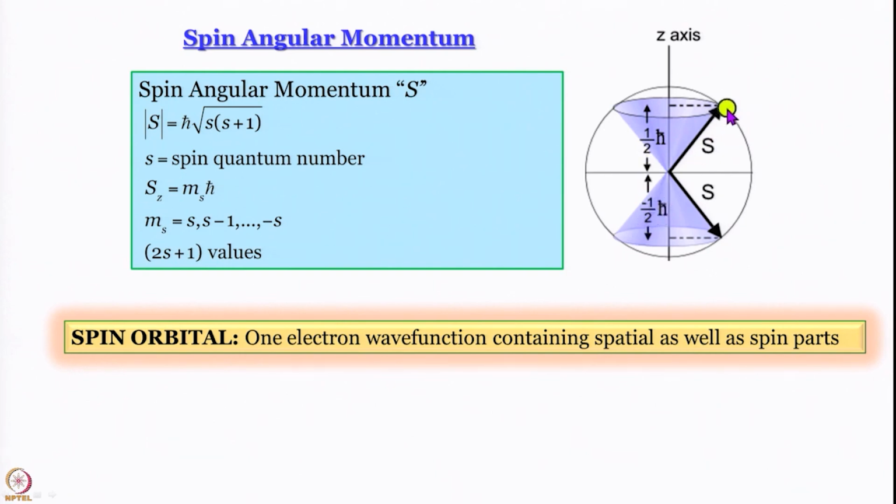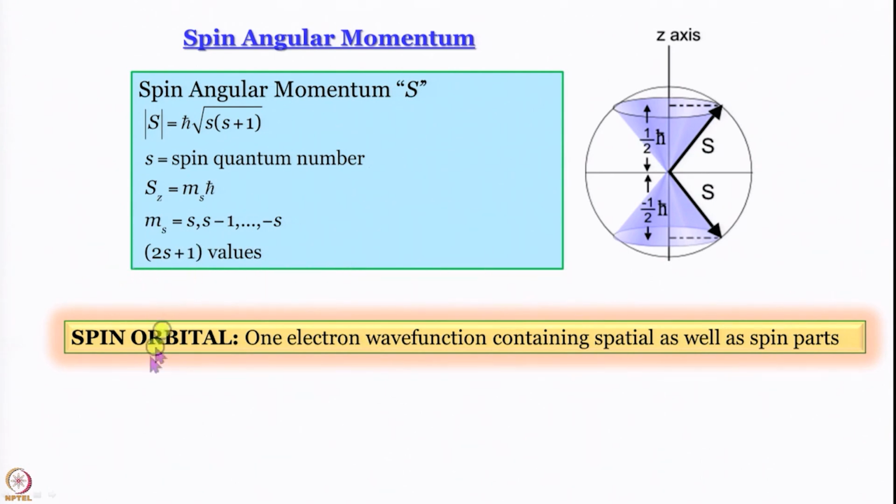So, if this is root 3 by 2 and this is half, what is this angle? Root 3 by 2 divided by half. Okay. So, sorry, what am I saying? It is half divided by root 3 by 2, that is 1 by root 3. I believe we have encountered this angle already. So, please refresh your memories and tell yourself what the value of this angle is. Okay. So, this theta is actually defined for the particle. So, ms can take up 2s plus 1 values. For electrons it can be only 2 values, plus half and minus half.